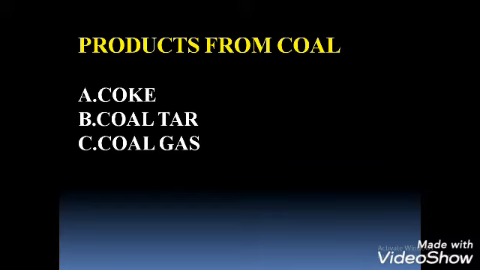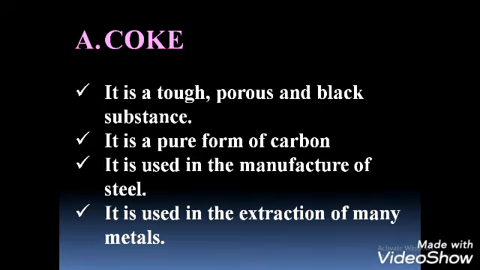Now we can discuss these three types. First one, coke. Coke is a tough, porous and black substance. It is very tough and also porous, containing small holes. Second, it is a pure form of carbon.